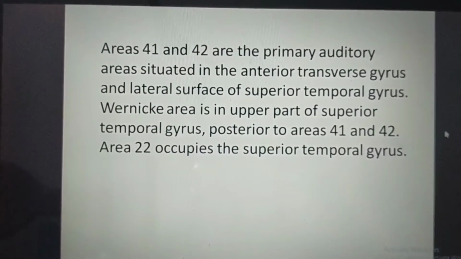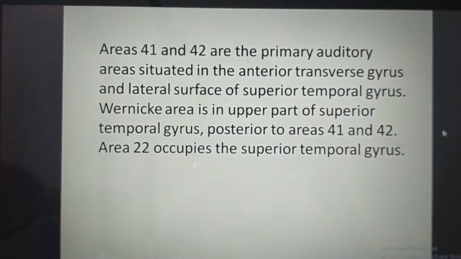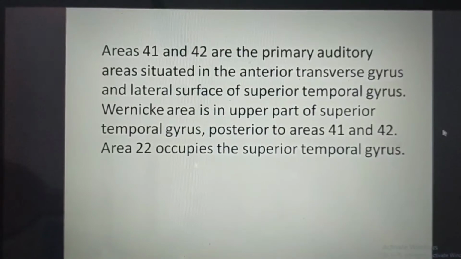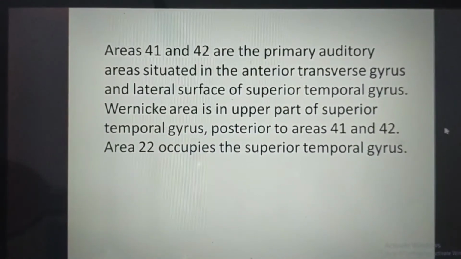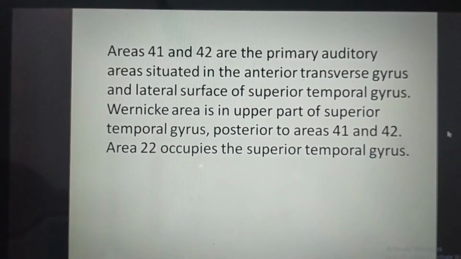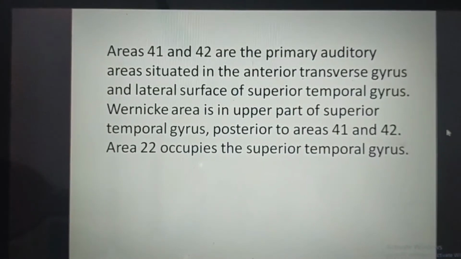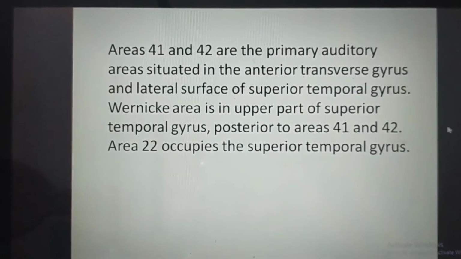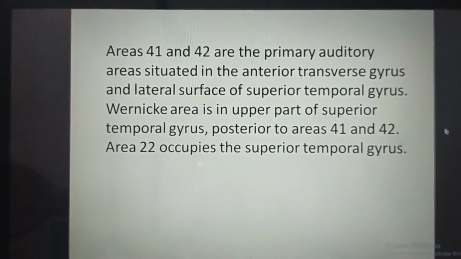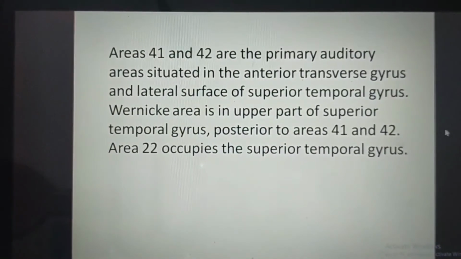Areas 41 and 42 are the primary auditory areas situated in the anterior transverse gyrus and lateral surface of the superior temporal gyrus. Wernicke area is in the upper part of the superior temporal gyrus, posterior to areas 41 and 42. And area 22 occupies the superior temporal gyrus.